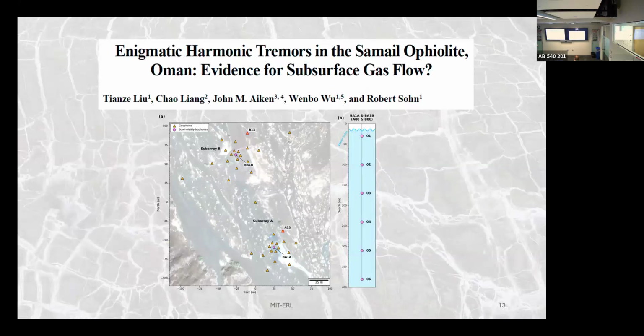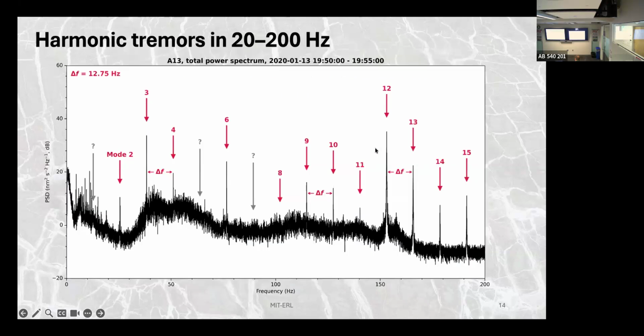And in the second part of the talk, I will introduce my own work about the enigmatic harmonic tremor signals that we observe on the same site. And these tremors are fortunately recorded by both the surface geophone and the borehole hydrophone arrays.